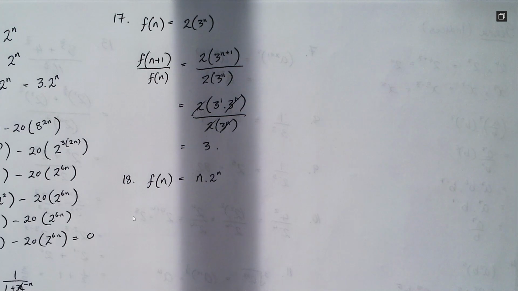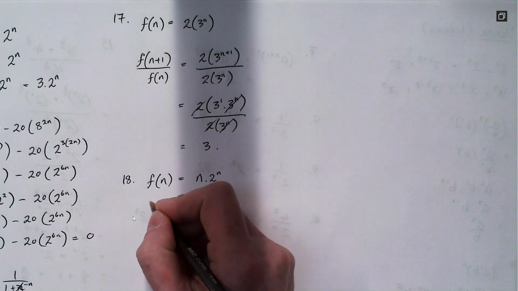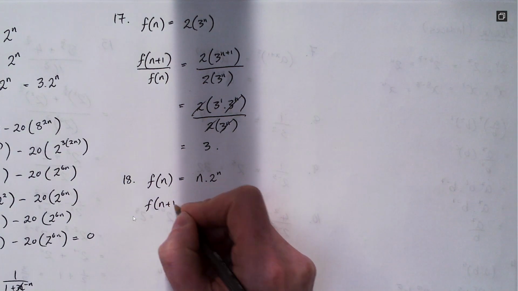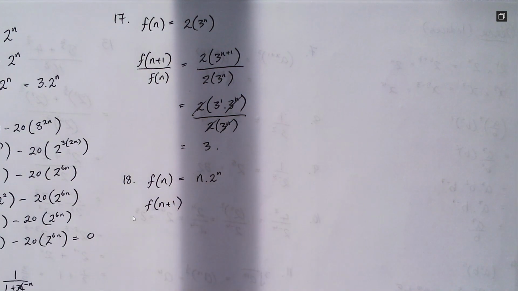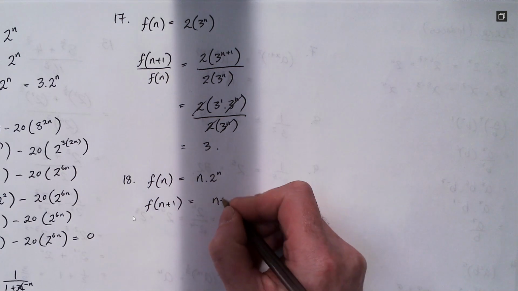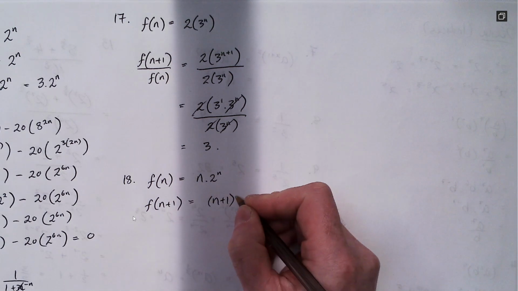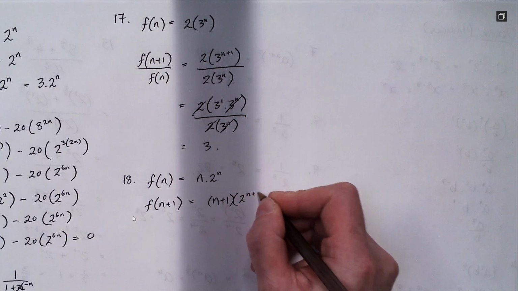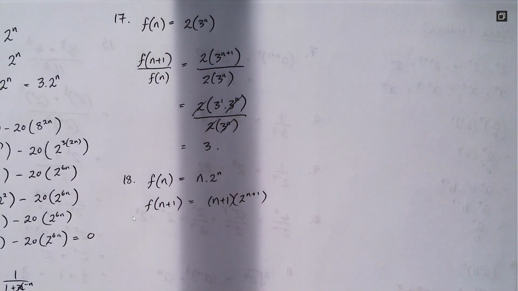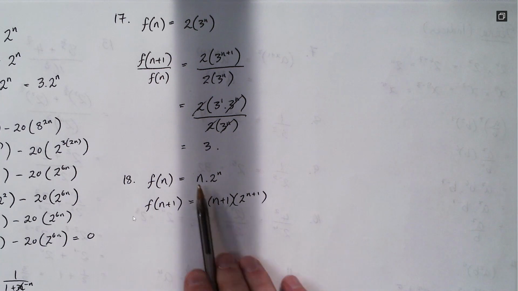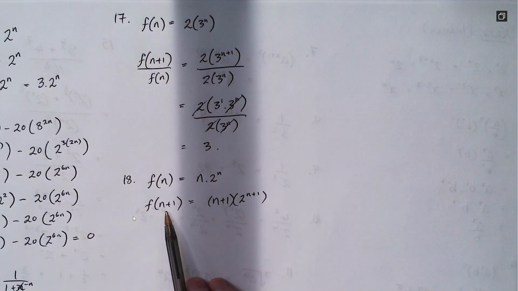So how do we write f of n plus 1 in terms of n? So we have f of n plus 1. So we have the formula, n plus 1 times 2 to the power of n plus 1.